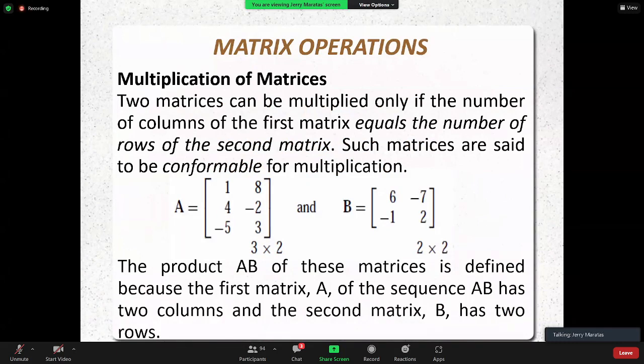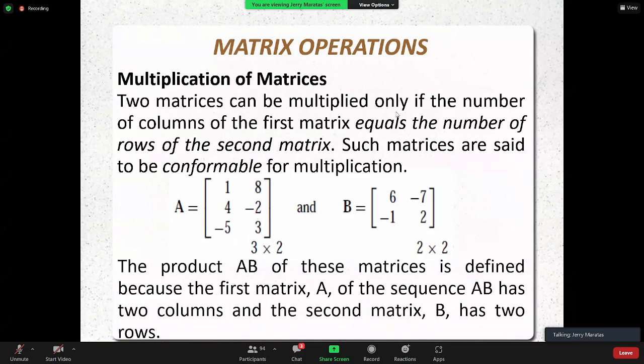Now suppose we have two matrices and you're going to perform multiplication of these two matrices. It's a bit more complex. So we have rules, as mentioned a while ago, it's a bit complex.